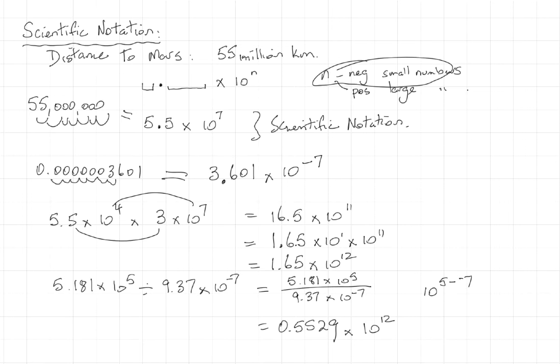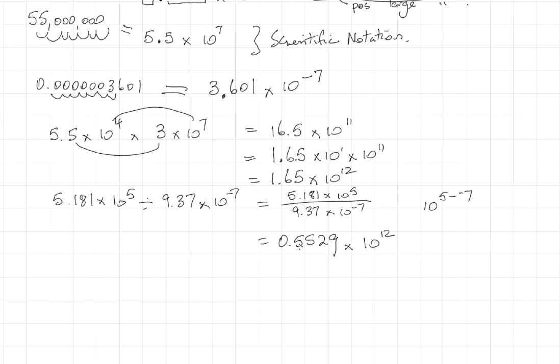Now that's not correct yet, because we know that we've got to have a number before the decimal place. So that'll be 5.529 times 10 to the minus 1. 10 to the minus 1 means move the decimal place one spot that way, times 10 to the power of 12. So 5.529, we can combine these two together, and that'll be times 10 to the power of negative 1 plus 12, which is 11.